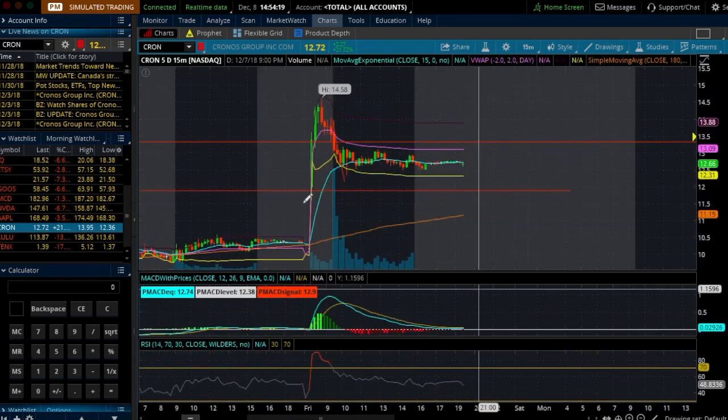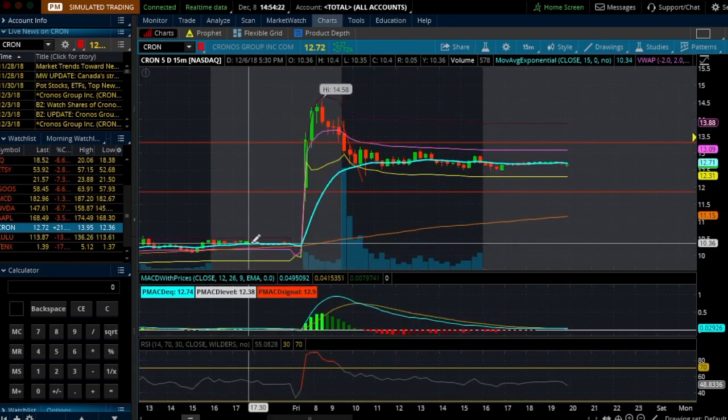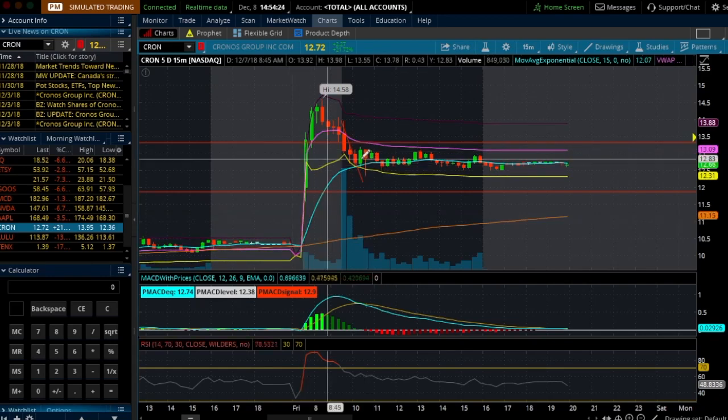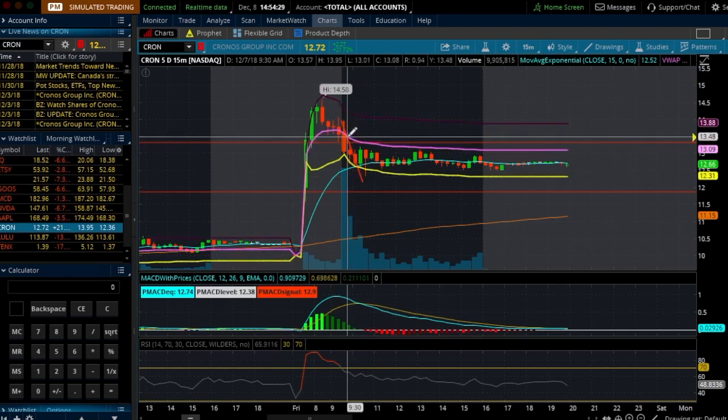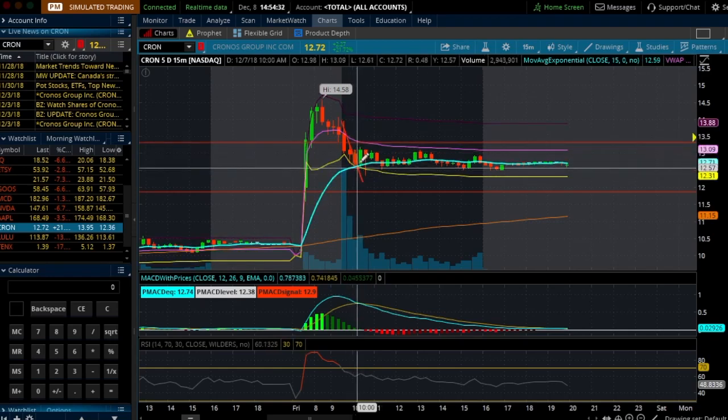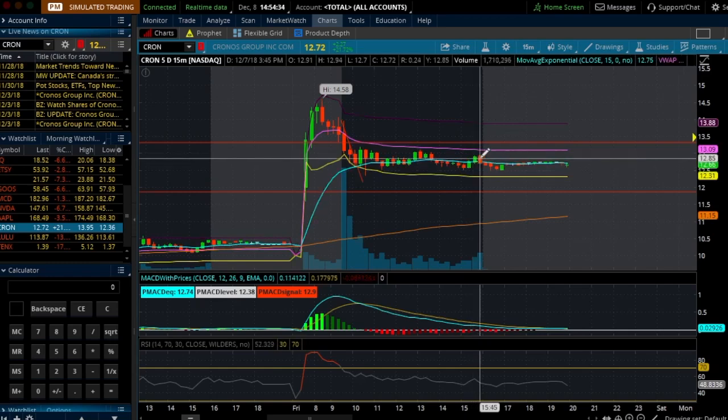And I held one of the contracts, fortunately, into yesterday. Market gapped up, Cron gapped up. And yeah, I ended up selling that contract pretty much worthless actually. So I lost about $65 on that, and it put me down about $20 on that overall position.